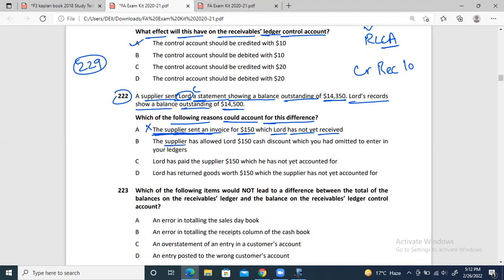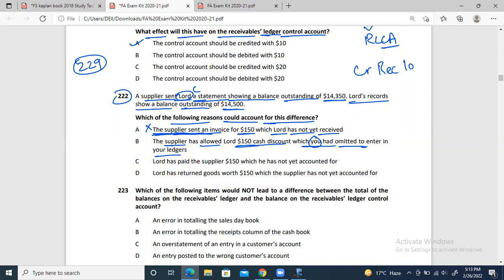Now option B: the supplier has allowed Lord 150 cash discount, basically the settlement discount, which is the discount received for Lord, right? So 150 cash discount, which you had omitted to enter in your ledgers. We are Lord in this case, right? The supplier has allowed Lord a cash discount, which you had omitted to enter in your ledger. I'm just confirming one thing, that this is written like you will be the supplier or the receiver. Now, for Lord it is the payable, so it's going to be on the payable ledger account of Lord.